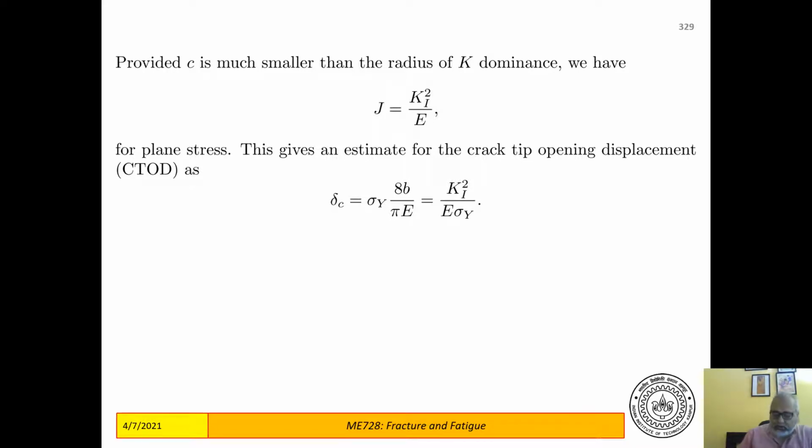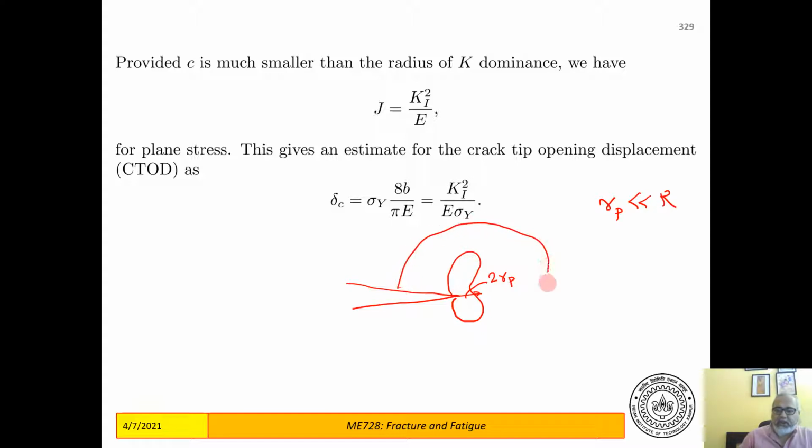So in the last class, we have looked at the plastic zone in front of a sharp crack. We have looked at the shape of the plastic zone, for example, in plane strain or plane stress, in which case the characteristic length of the plastic zone, let's say this is 2 rp, is small. So rp is much smaller than capital R, where capital R is the zone of K dominance for this particular problem. Now this is R.